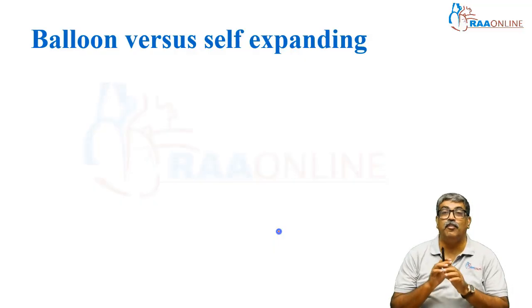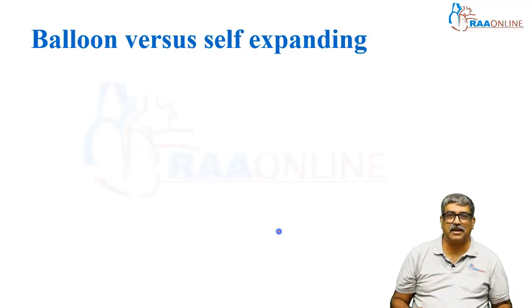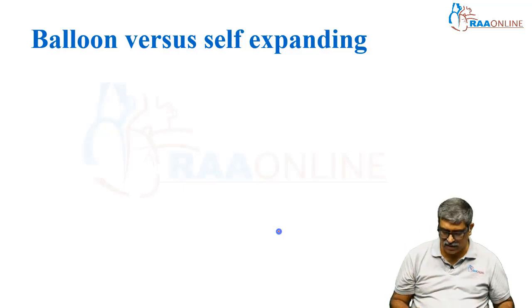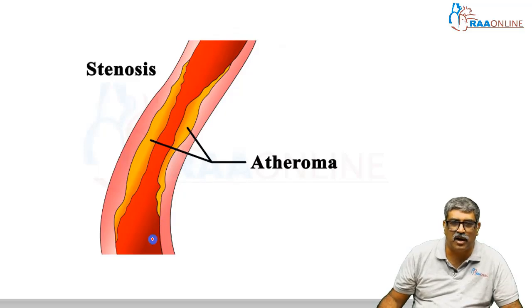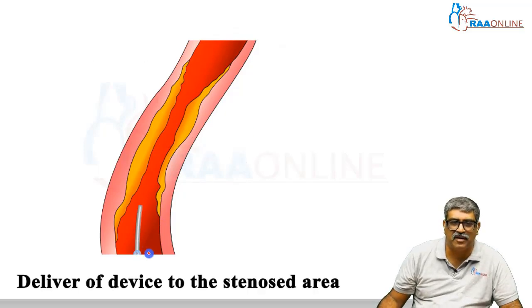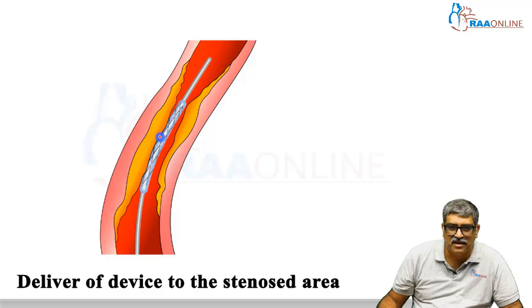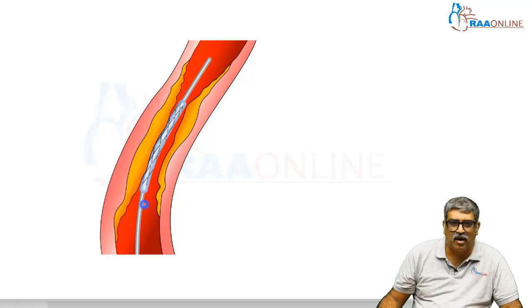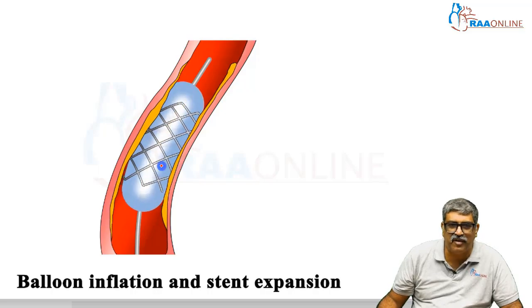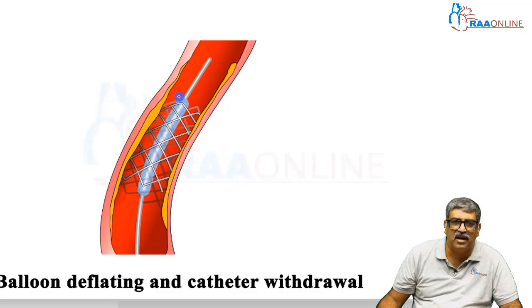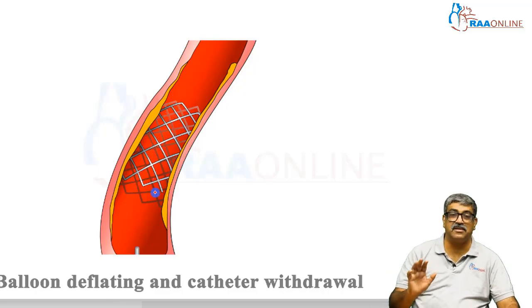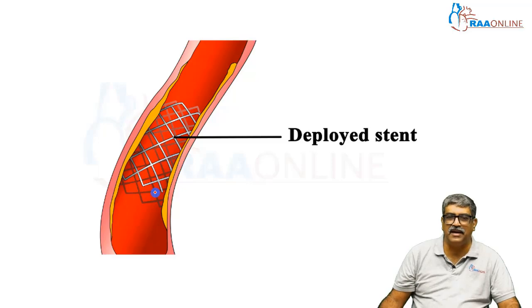Now coming to balloon versus self-expanding. What is a balloon stent and what is a self-expanding stent? Here you have an atheroma. You place the graft. Now the device is delivering the stent. You inflate the stent. Now the balloon is used to inflate the stent, and once the stent is inflated, the balloon is withdrawn and the stent stays in place. This is the balloon expanding stent.